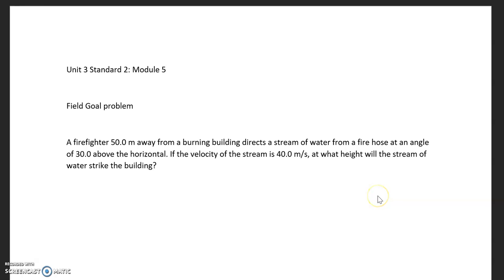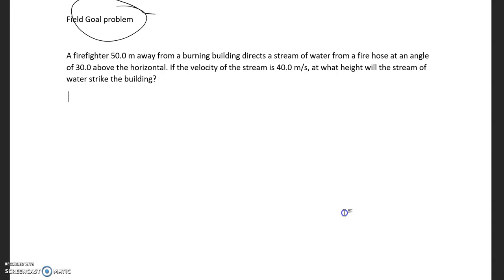Gentlemen, this is Unit 3, Standard 2, Module 5. We are going to be focusing on what we call a field goal problem. This isn't necessarily someone making a field goal, but someone attempting to make a field goal.